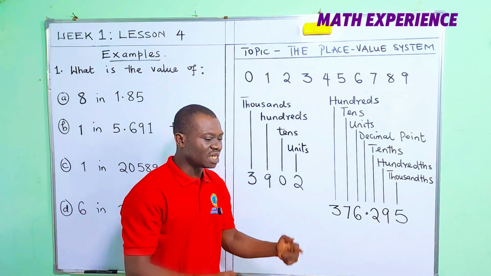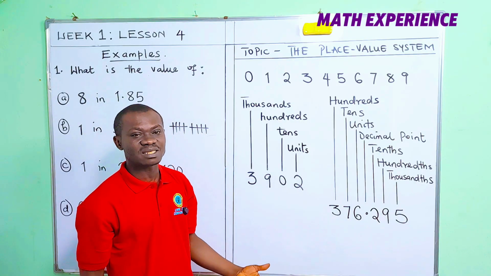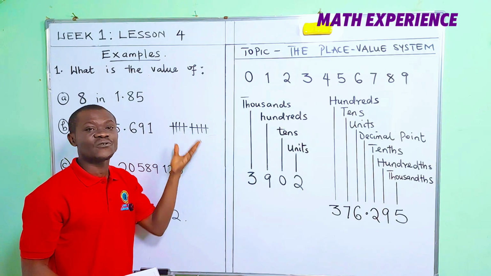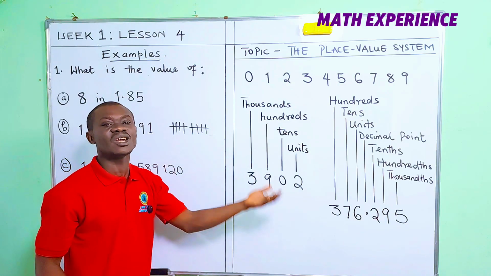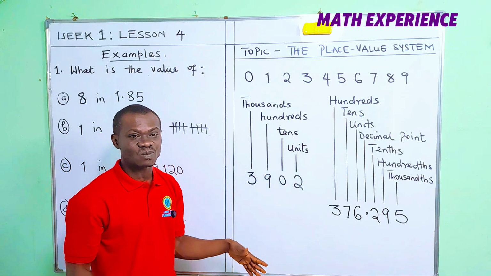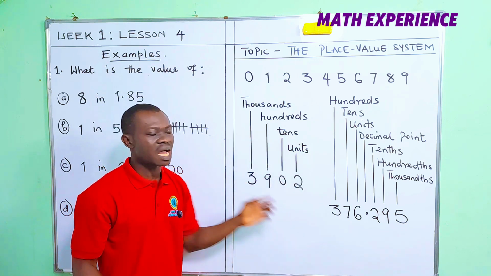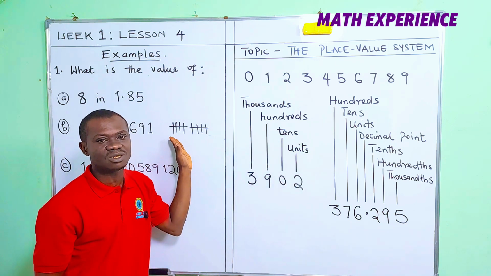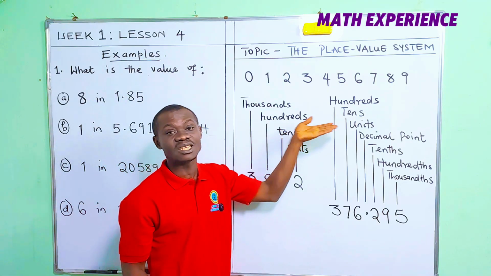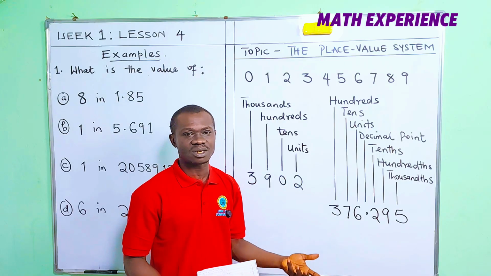That is why we needed to develop to this point. We were using the Roman system, and starting from the tally, we discovered that to represent a number like 100 in the tally system, it would take almost the whole space on this board. Not to talk about 1,000, or 1 million. How do you represent 1 million using tally? That would be a lot of stress. The same thing happened in Roman numerals. We discovered that the symbols keep changing.